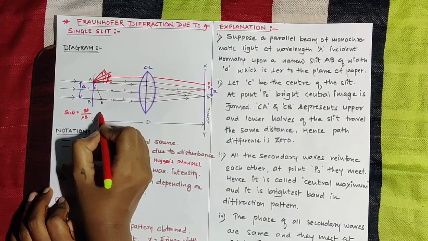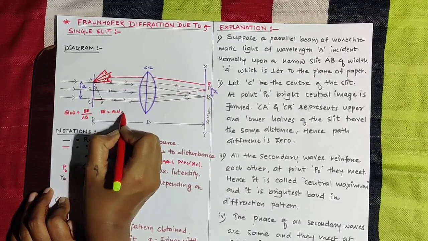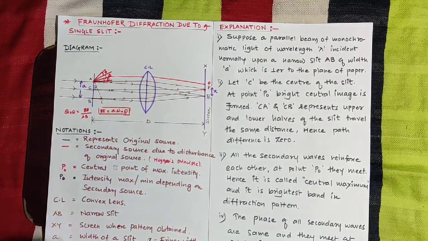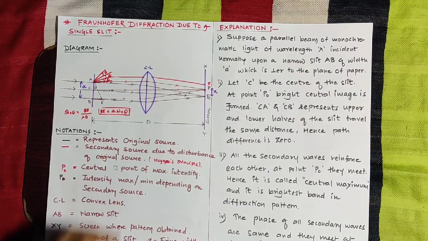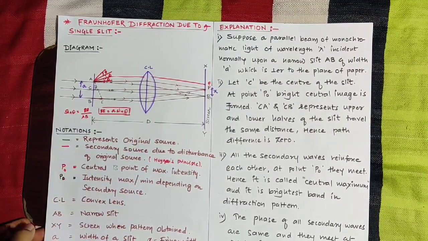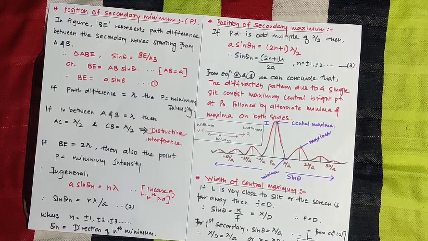So AB is equal to A, so we can write BE is equal to A sin theta. This is called path difference with respect to a particular point P. If you consider n number of points, then here we represent A sin theta n, but the path difference is represented in terms of what? Lambda. How does it come? Here we have to use some cases with respect to path difference.